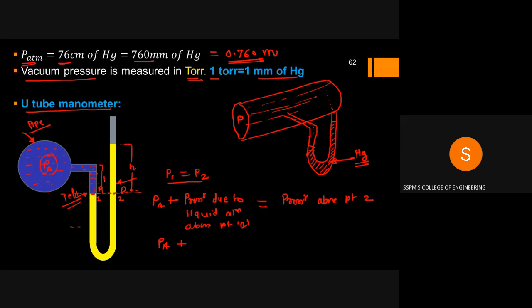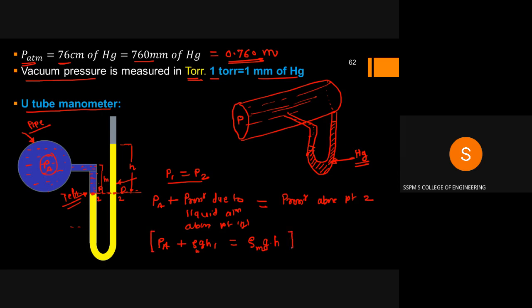Let us take this as h1. So the equation is rho g h1. This is equal to the pressure above the point 2. This height is h, so the pressure will be rho, this is for the rho of mercury. And here rho is for the liquid. Let us take this as water, so it is rho w. So rho m g into h.